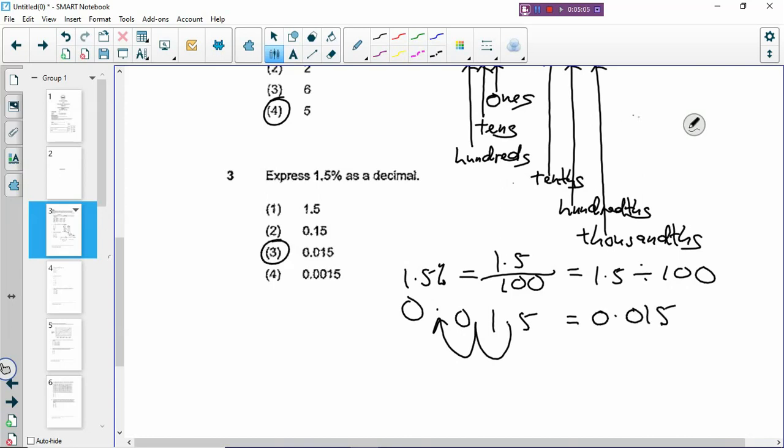So there's a lot of things to learn over here. To change percentage to decimal, you have a fraction as the middle person, as a bridge, and then use the fraction to do your dividing. Shift the decimal point, and then get your decimal.